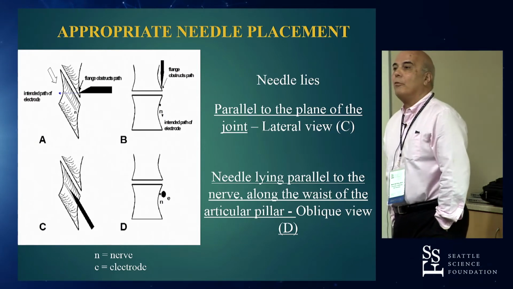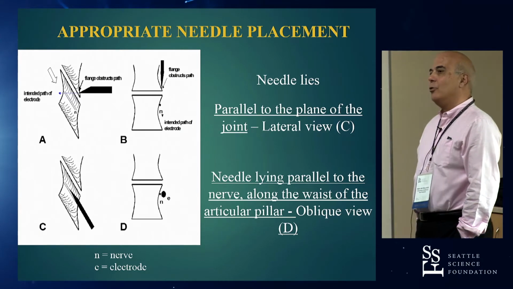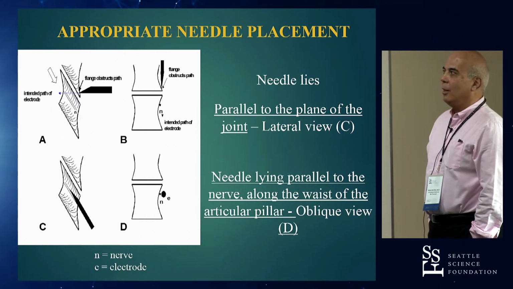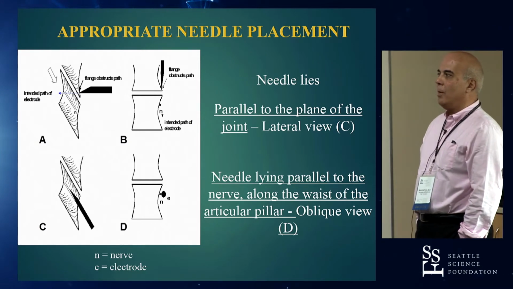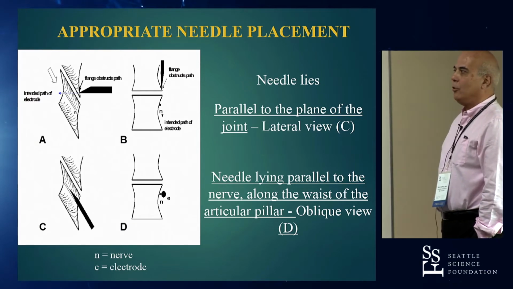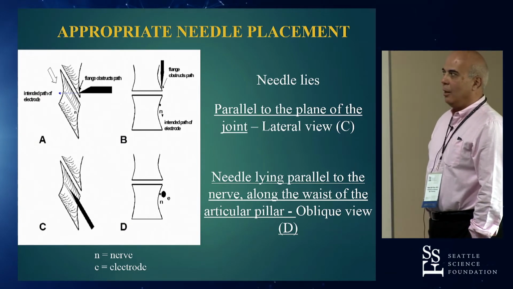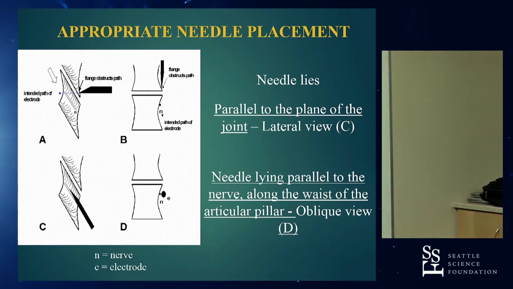The most important piece of information that you need to have is this one. In order to place the needle for a medial branch nerve radiofrequency ablative procedure, the tip of the needle must lie parallel to the plane of the facet joint, as you can see in diagram C, or lie parallel to the medial branch nerve along the waist of the articular pillar, as you can see in image D. Image C is a lateral view, and image D is an oblique view, probably between 25 and 30 degrees.